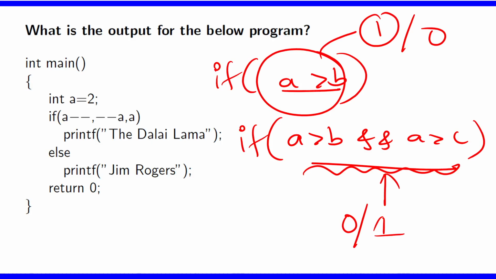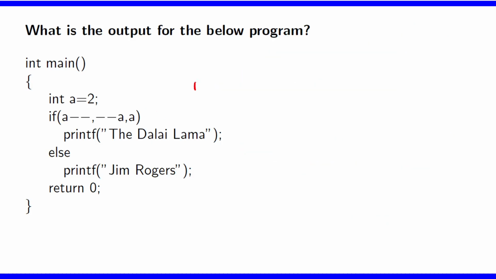But in this question what I have displayed here, it is saying if of a minus minus, comma, minus minus a, comma, a. There are three different expressions. So how will the compiler behave? Which one will it take for the conditional part? Please guess the answer for this problem. Very popularly asked these kinds of questions. You please try this.